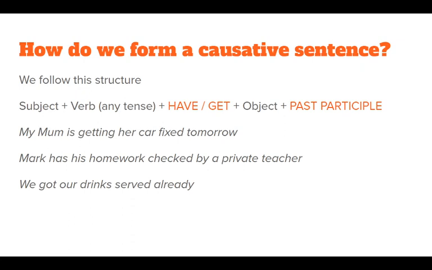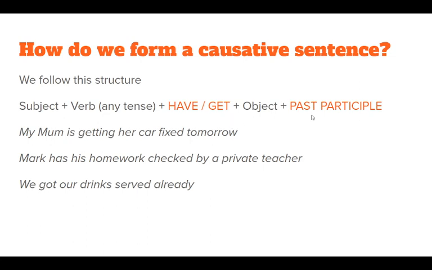And how do we form a causative sentence? It's a very simple structure, and it's always the same. We have the subject, then the verb that can go in any tense, like present simple, past simple, present continuous, future perfect, anything. Then we add have or get. Get is more informal, have more formal, and then the object, and we close with the past participle.